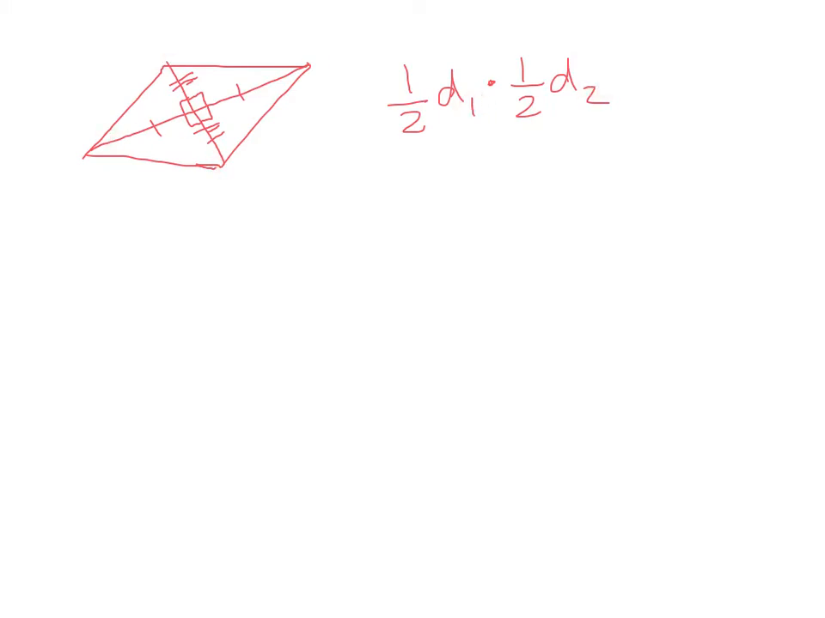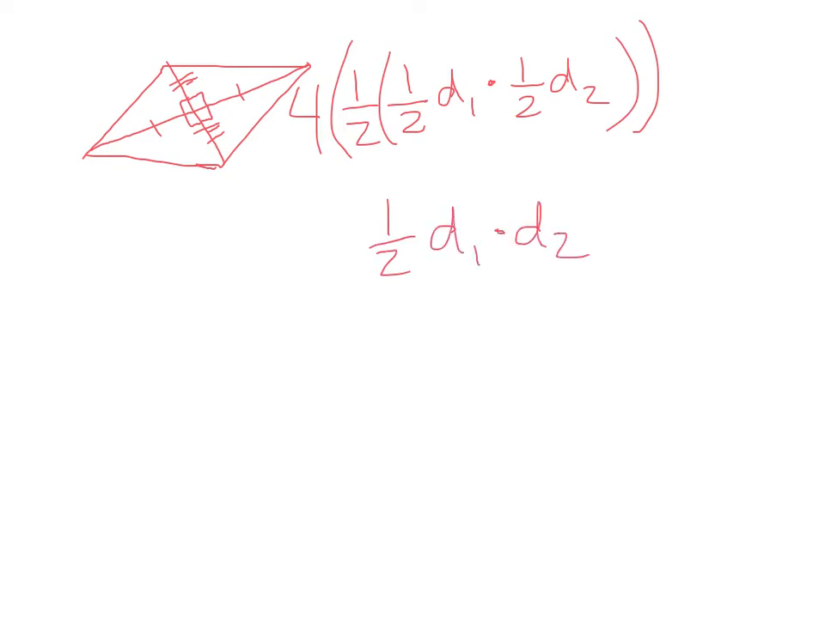Okay, but if I multiply that by half, that's the area of one triangle, right? Like, say, just this one. And I have 4 of them. So I have this kind of crazy thing: 4 times 1/2 of diagonal 1 times 1/2 of diagonal 2. When you simplify this, and this is something you should make sure you understand, you end up with 1/2 of diagonal 1 times diagonal 2. Okay? So this is for a rhombus. It's just another way to do it.